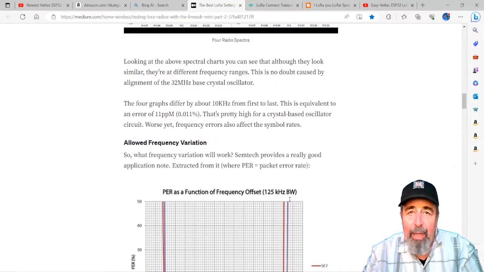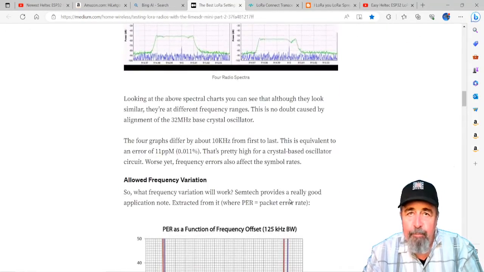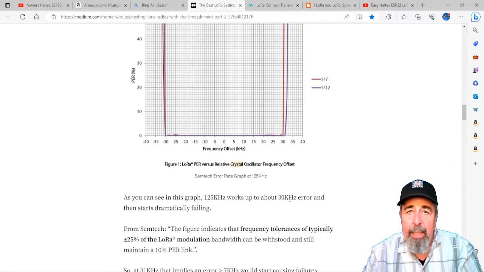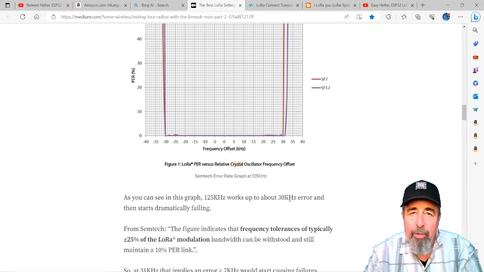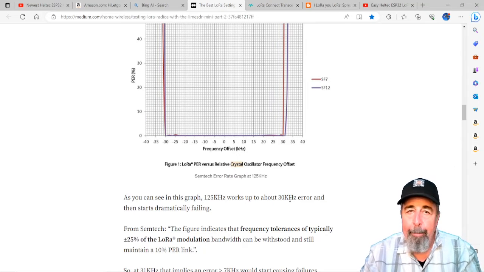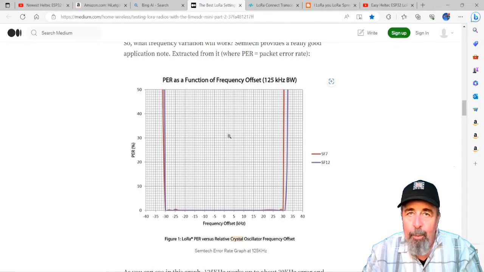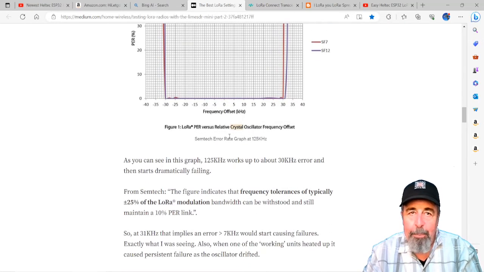Now, so there's an allowed frequency variation here. That's what this graph is. And they say down here, frequency tolerances of typically 25% of the LoRa modulation bandwidth can be withstood and still maintain a 10% PER link. So this is your plus or minus 25% of that particular frequency. And you can see it drops off significantly when you're outside of that.